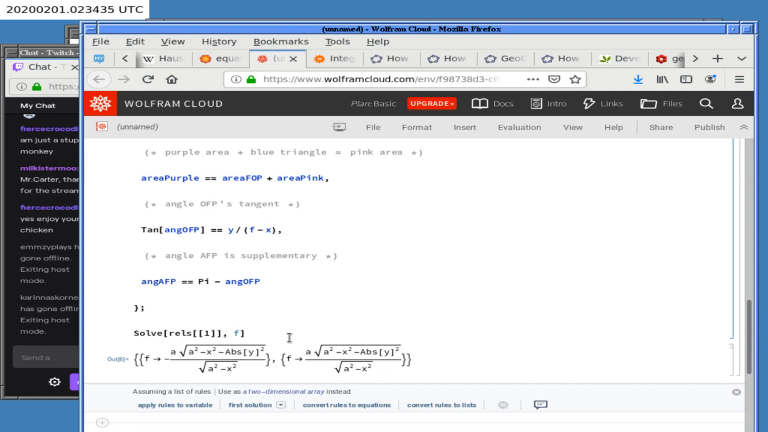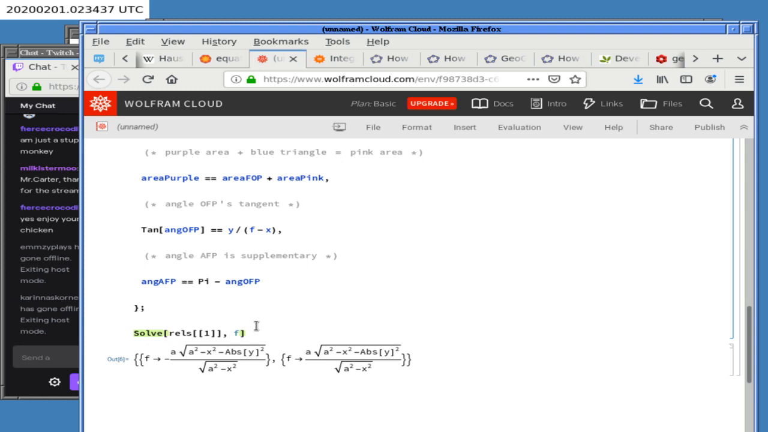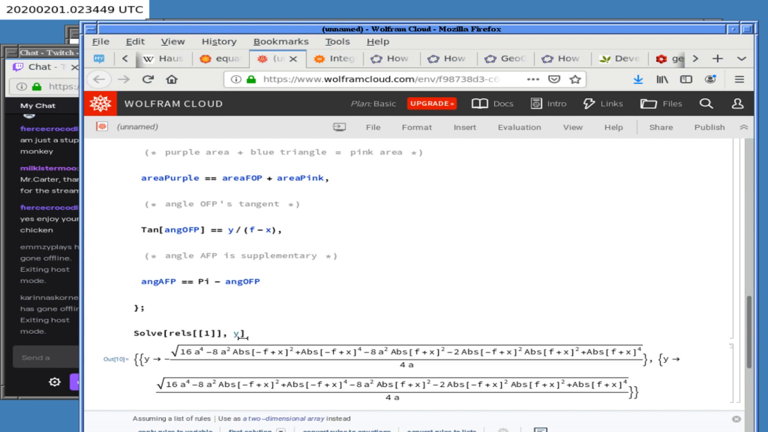Okay, so we might as well ask, what if we have A, F, and Y? Can we get to X? Yes, we can. And can we get to Y with the other three? And I think the answer here is yes also. Ooh, that is really ugly, but it is nonetheless true. So the idea here is, from any three of these four variables, we can get to the fourth. These variables are dependent on each other. You're given three, you can get the fourth. Not surprising, because that's how we define the relationship.